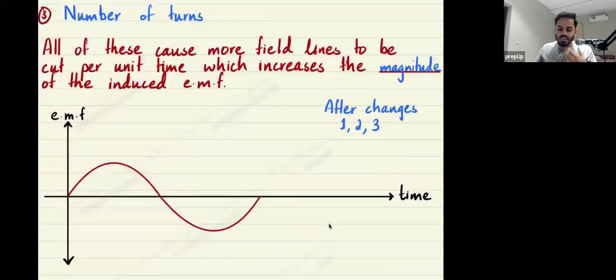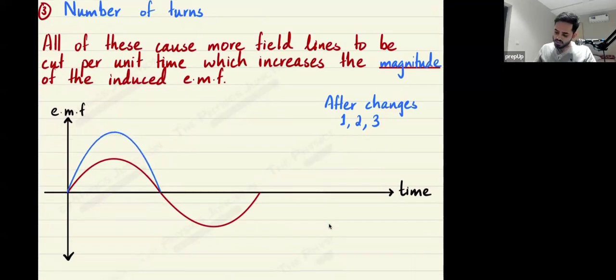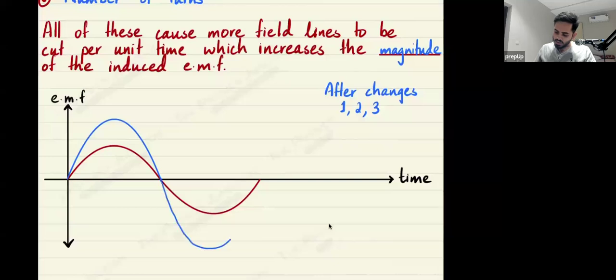So if this is how the EMF was initially, after making these changes the magnitude is going to be greater. So probably something like this is what you will see, and then the other way, like this. So this is an increased magnitude.